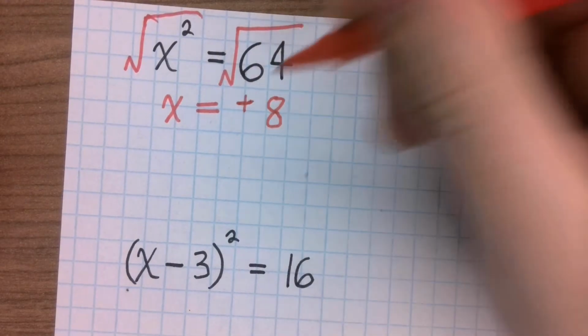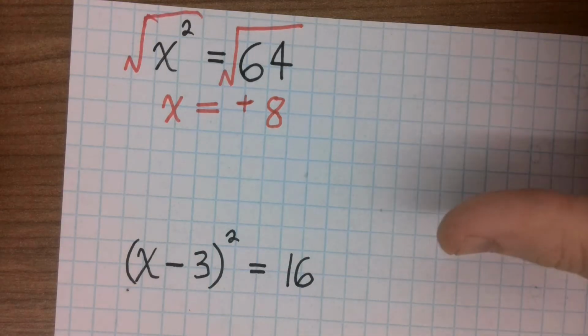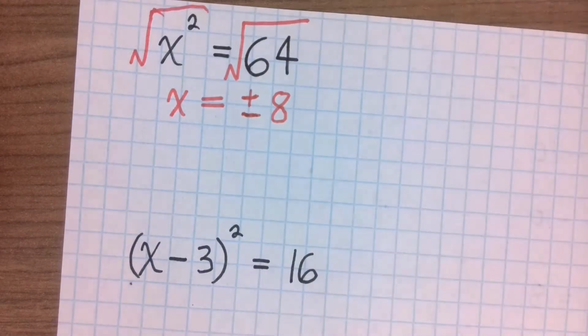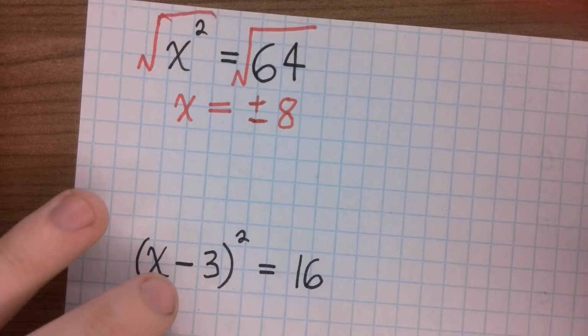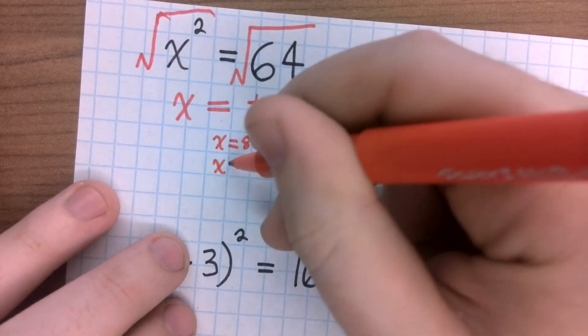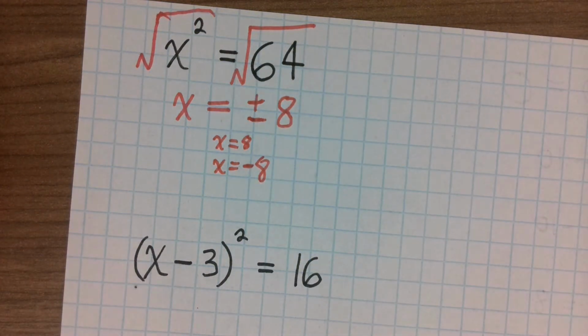Positive 8 is one of our answers because 8 times 8 is 64. But you know what else is our answer? Negative 8. That's right, because negative 8 times negative 8 will also give us 64. So we have two answers, x equals 8 and x equals negative 8. And even if we take things up a notch, it's not too crazy.